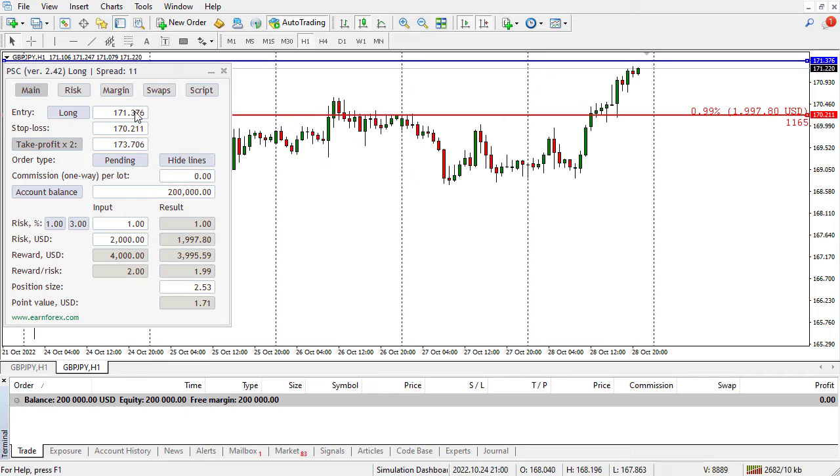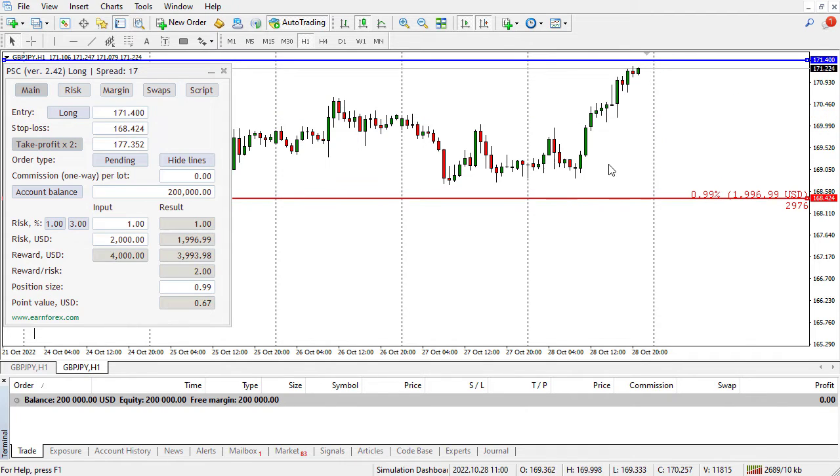So let's just round this number to 171.40. And let's say you want a pretty conservative stop loss. So your stop loss is going to be below these lows, because the idea here is that if price breaks below these lows, then it's probable that the trend is going to reverse or it might just stall. So let's say your stop loss is going to be placed at the 168.40 price level.